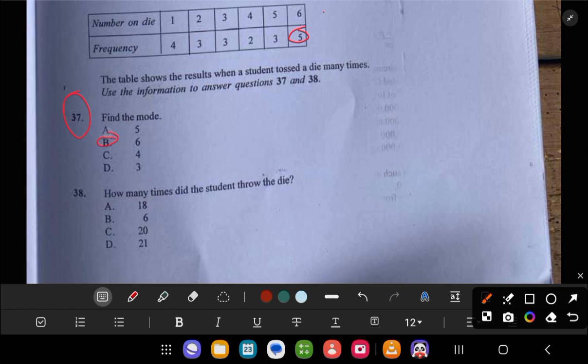The answer is B. And how many times did the student throw the die? We are looking at the total frequency to know the number of times the student threw the die. So 4 plus 3 is 7. 7 plus 3 is 10. 10 plus 2 is 12. 12 plus 3 is 15. 15 plus 5 is 20. So the answer to question 38 is C, 20.